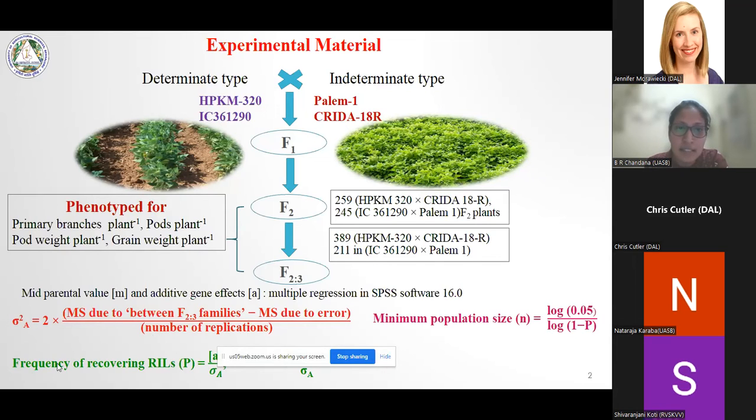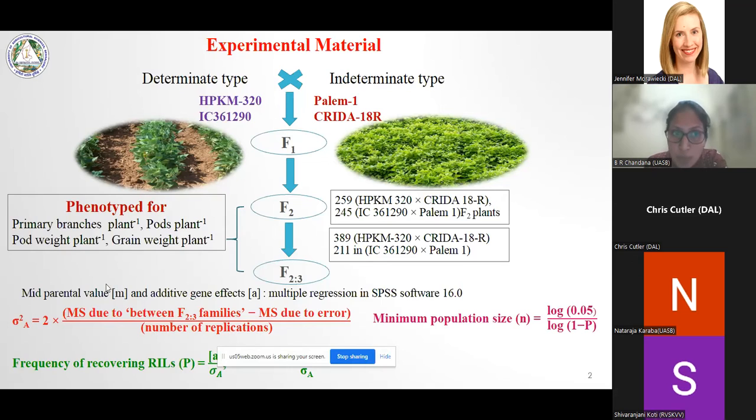And assuming that the data follow normal distribution, the probability of recovering the RILs that are likely to transgress the better parent and two check varieties, namely PHG9 and BGM1, that we used for our study, was estimated as standard normal distribution integrals corresponding to the values of additive genetic effects divided by the standard deviation of additive genetic variance. The RILs that are likely to transgress the check varieties were calculated as the mean of check variety minus mid-parental value divided by the standard deviation of additive genetic effects.